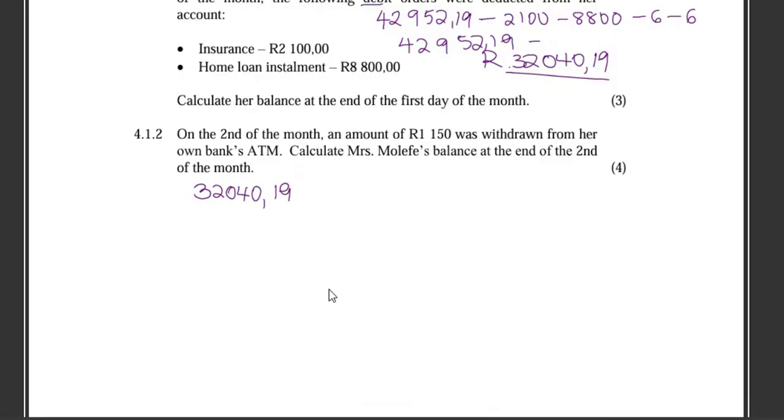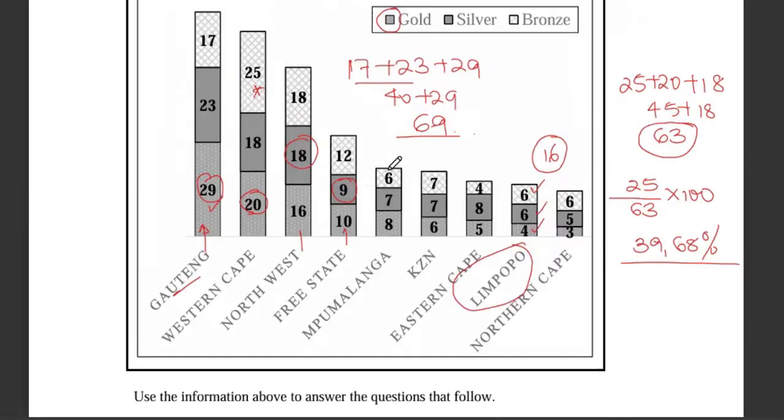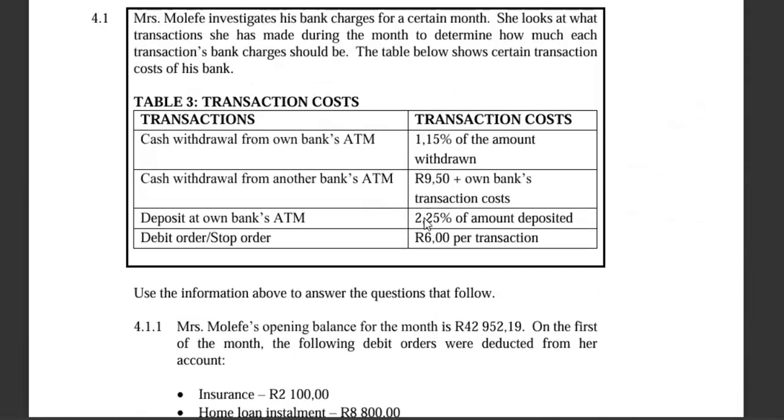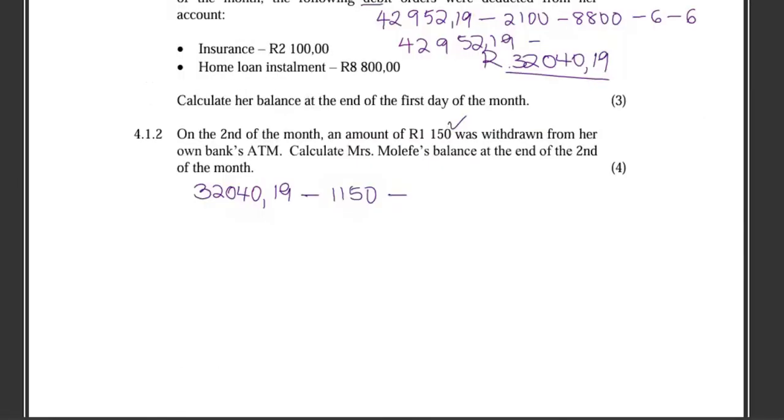So we're going to subtract 1,000. Then also this one was charged, so we also have to subtract the bank charges for this, which is going to be minus. Now, this was a withdrawal from her own bank account. So what do we do? We shall come here and check. If you withdraw from your own bank's account, what happens? You're charged 1.15%.